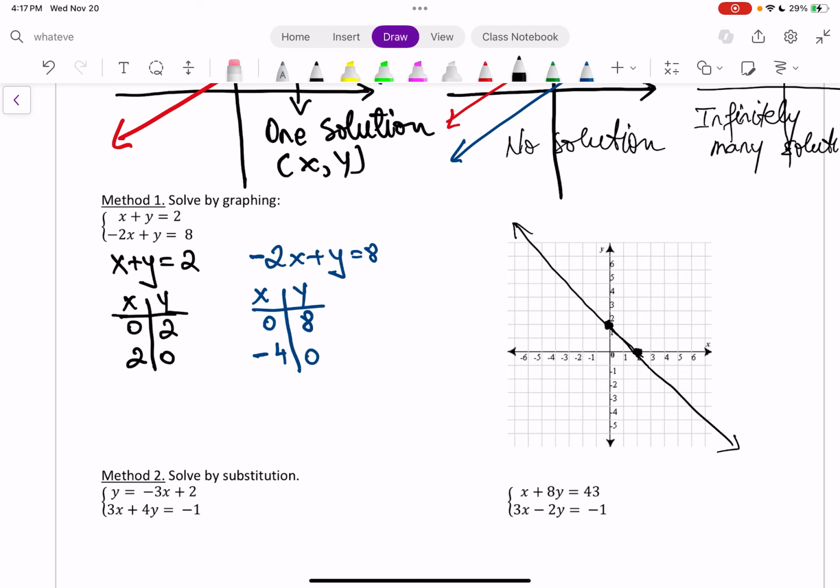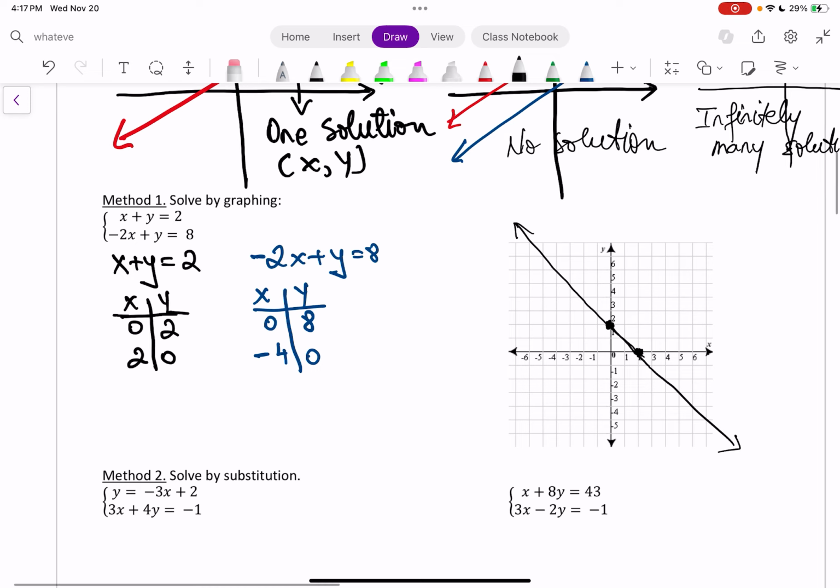The second line crosses at 0, 8. So we're going to be at 8 on the y-axis, and at 4, negative 4 on the x-axis. So when I connect these 2 points, I get this line.